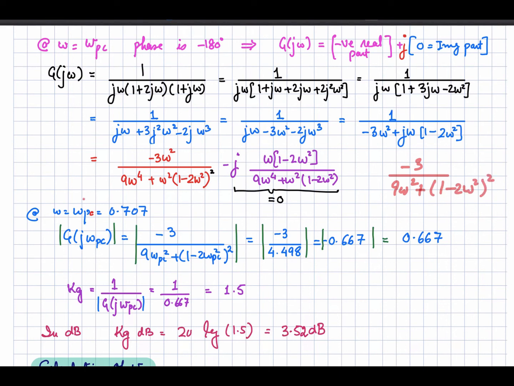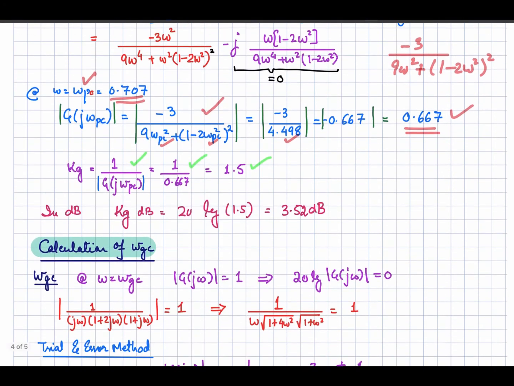So we know that the omega phase crossover is 0.707 radian per second. So now let's calculate the magnitude of the transfer function at this phase crossover. That is this one, and after placing the value of the omega phase crossover, we are going to get this one, and the magnitude comes out to be 0.667. Now 1 by the magnitude at the phase crossover is the gain margin. So gain margin is 1 by this, so that is 1.5.